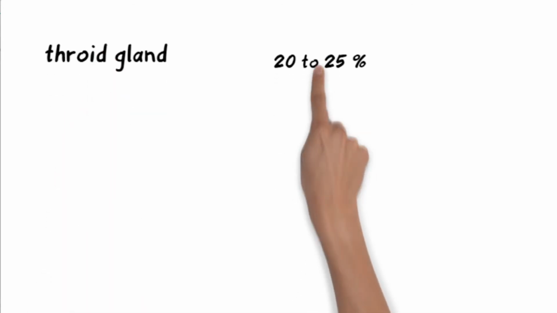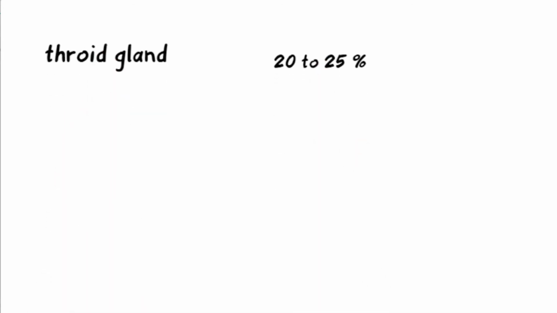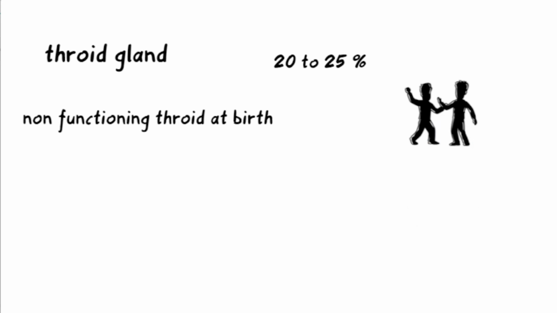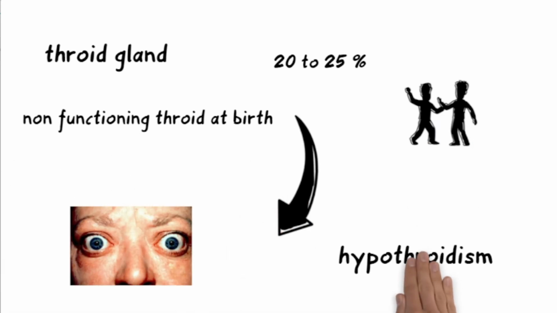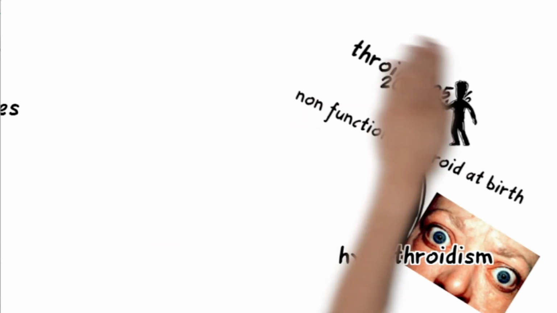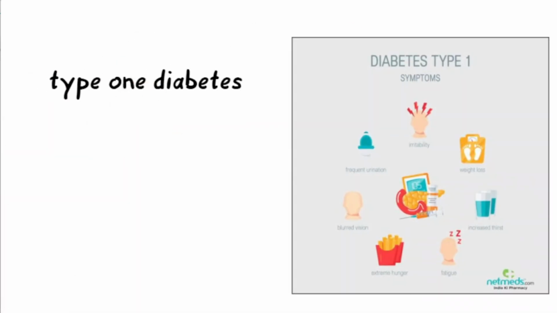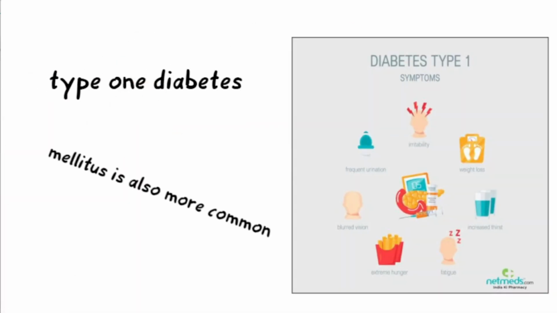Endocrine. Problems of the thyroid gland occur in 20 to 50% of individuals with Down syndrome. Thyroid problems can be due to a poorly or non-functioning thyroid at birth or can develop later due to an attack on the thyroid by the immune system, resulting in Graves' disease or autoimmune hypothyroidism. Type 1 diabetes mellitus is also more common.